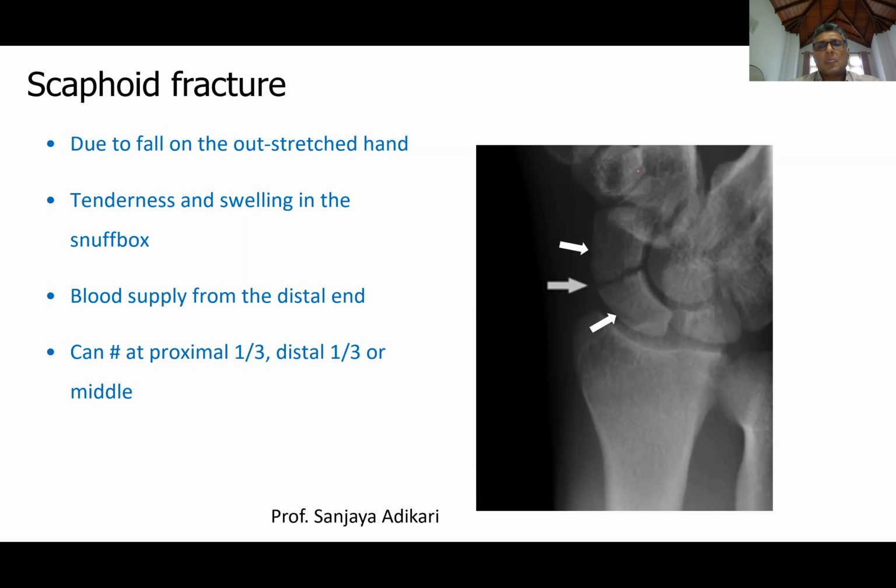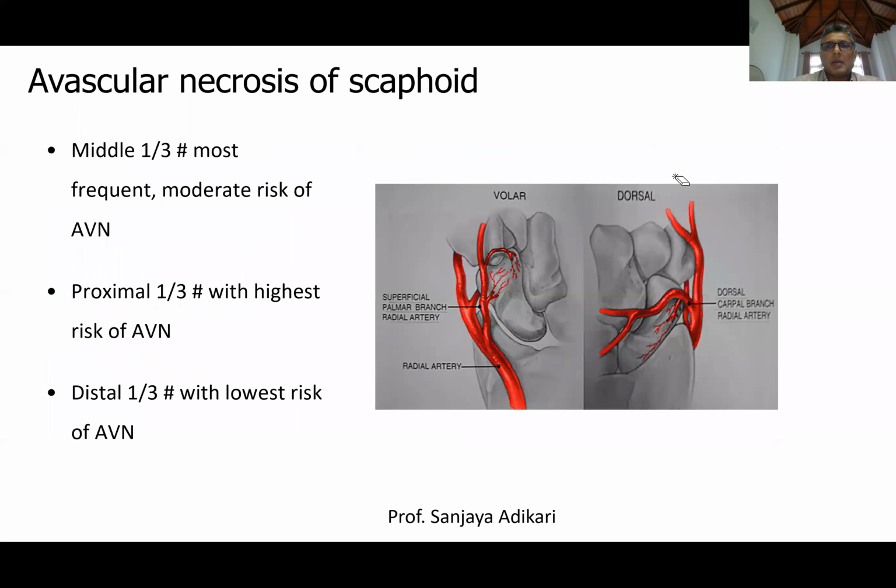Now the issue with the scaphoid fracture is that its blood supply comes from the distal end. Blood supply comes from the distal end. You can have branches entering even a little proximally like that. So it can fracture in the middle, closer to the distal end, or the proximal end. It can fracture at any place, but because there are variations in blood supply, even though the blood supply is from the distal end, again there can be variations from where actually the blood vessels are entering.